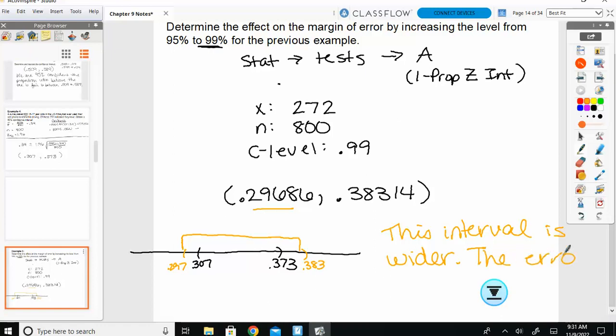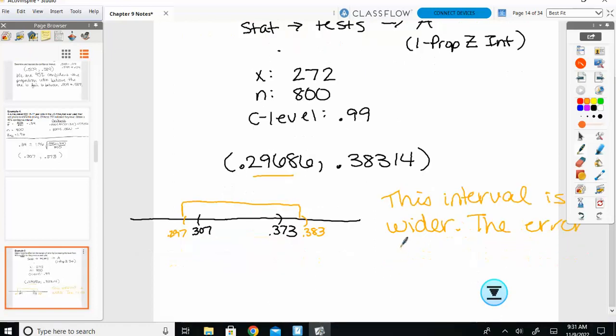Another way to think about that is the error increased. You know, the error is how far you go from your p hat. We went further from the center, so we had more error on this one.